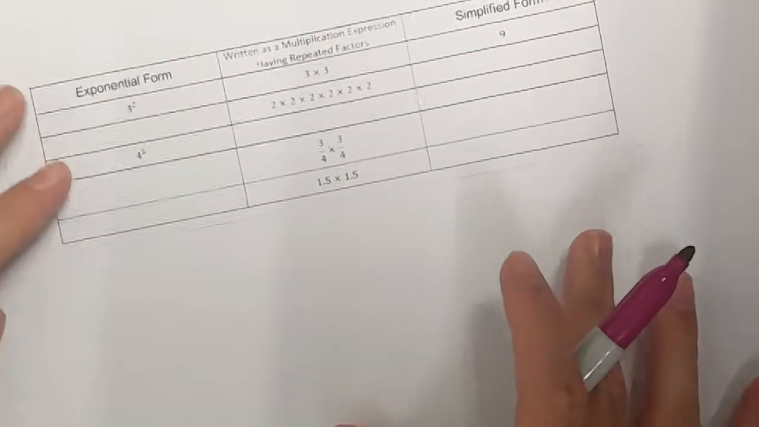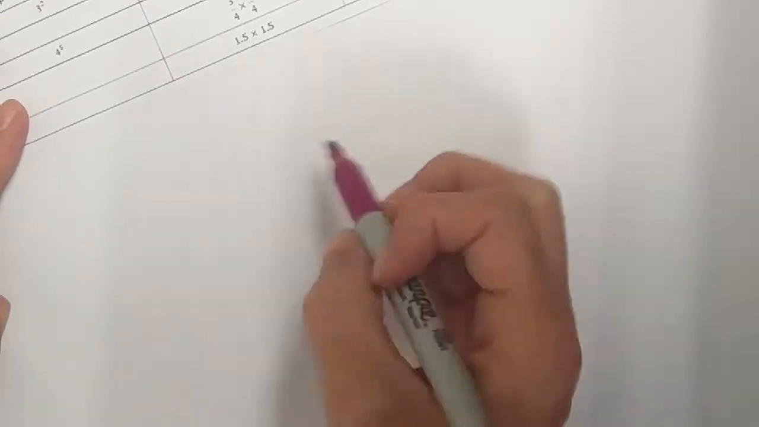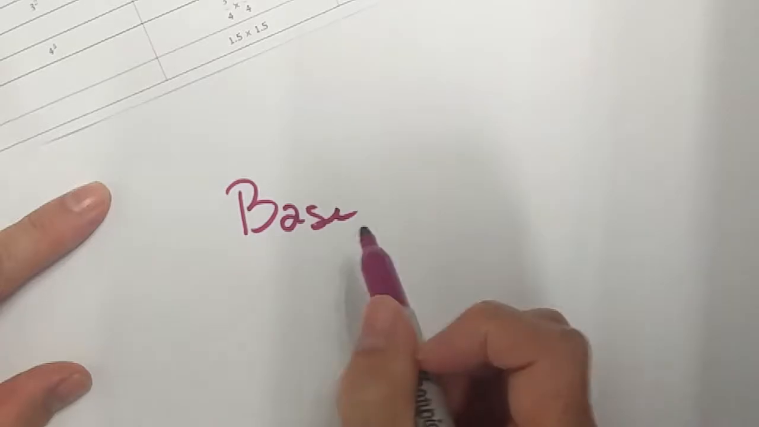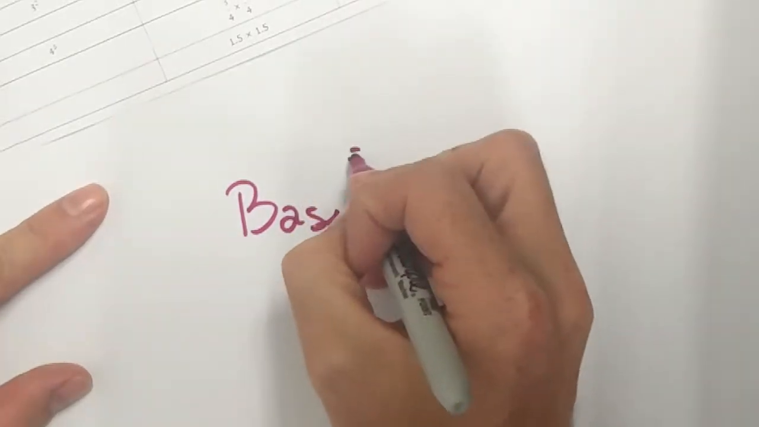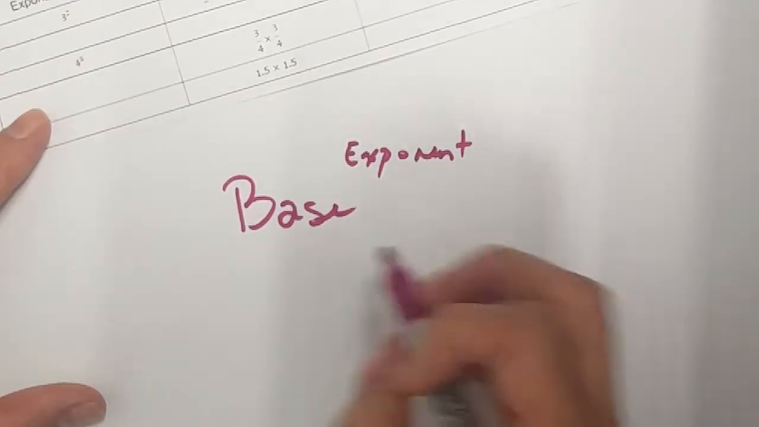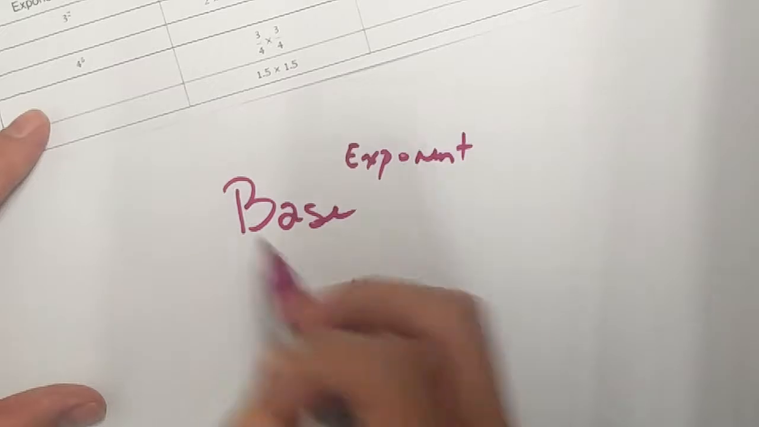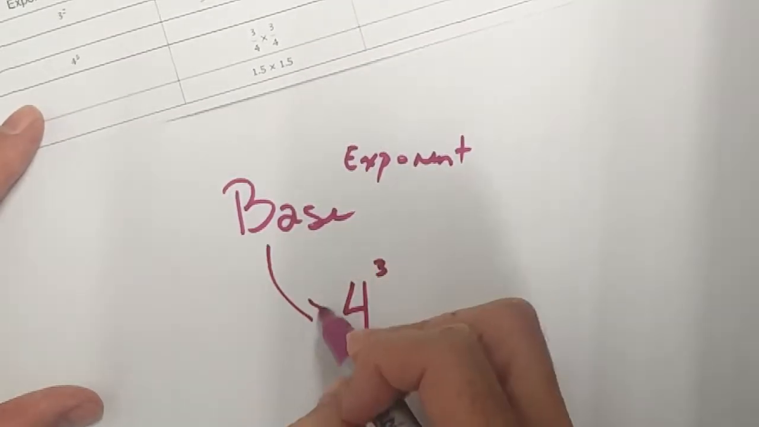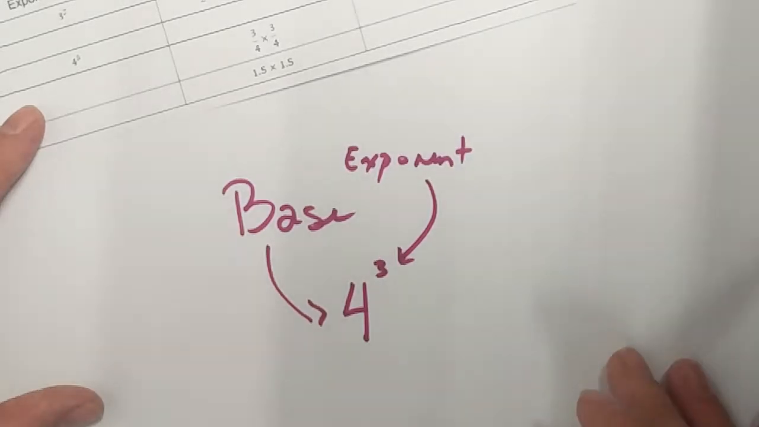We learned in class today that exponents actually have two parts. It has what's called the base, and the base is the big number at the bottom, and at top it has the exponent, and that's the small number up top. Usually with the base and exponent, it's going to look something like this. I have 4, which is my base, and my exponent, which is, let's say, 3. My base is 4, my exponent is 3.